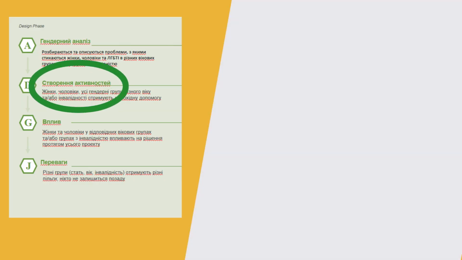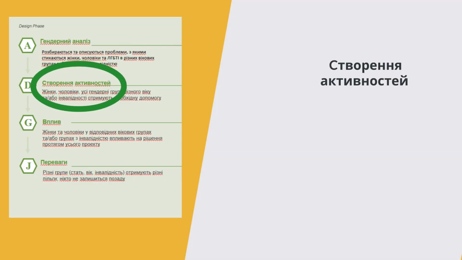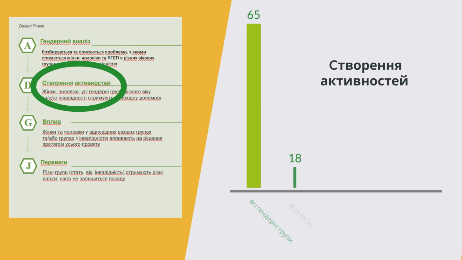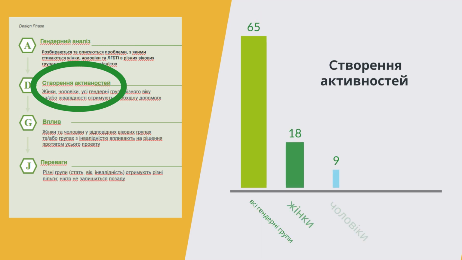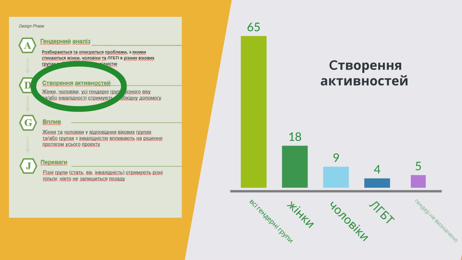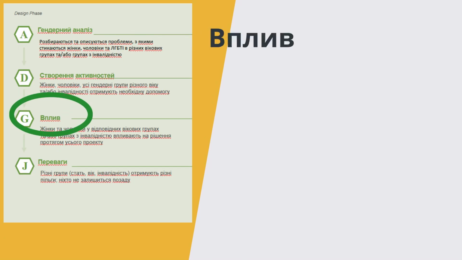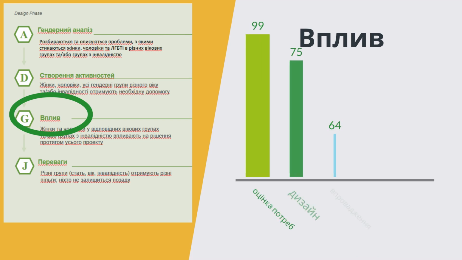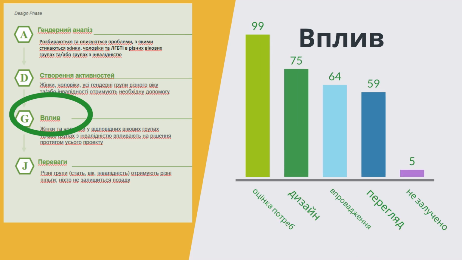Let's look at GEM D, tailored activities. The majority of projects aim to adapt their activities for all gender groups, all age groups. A smaller number of projects focus on specific groups. Does this data suggest that there may be some groups possibly being left out? Findings from GEM G, influence, indicate that the affected people participate least in reviewing and evaluating projects.